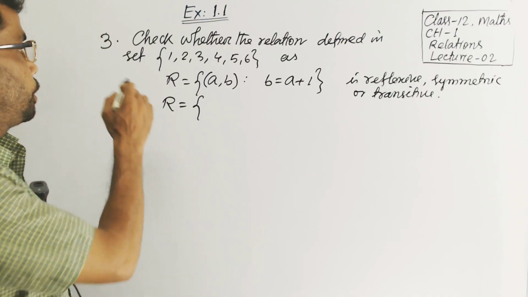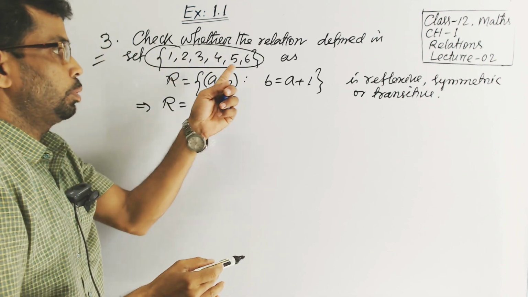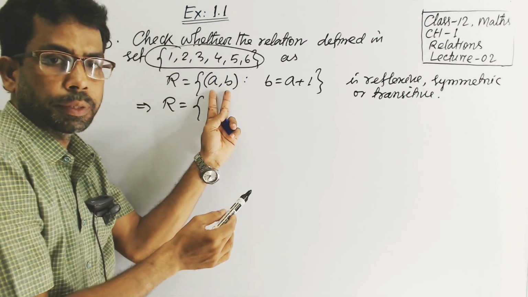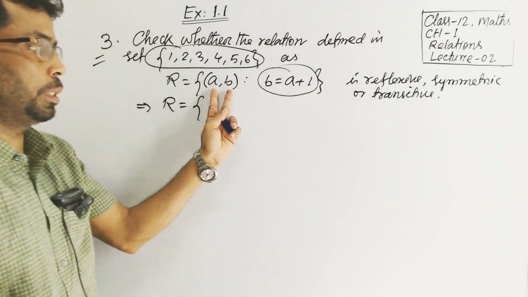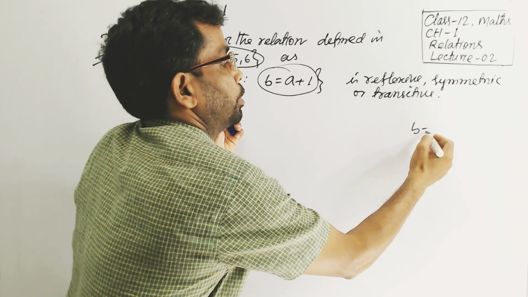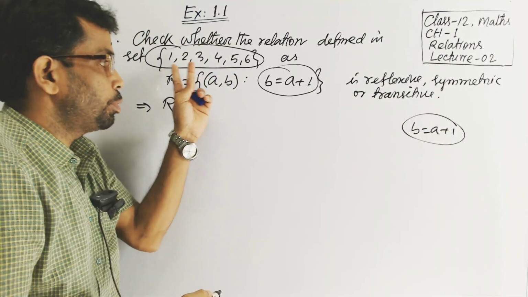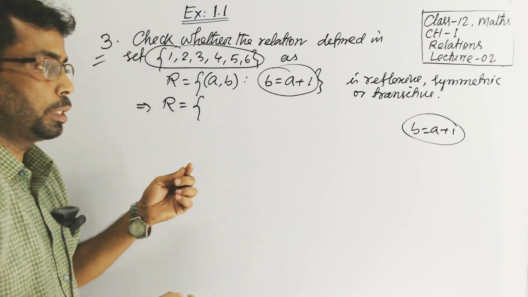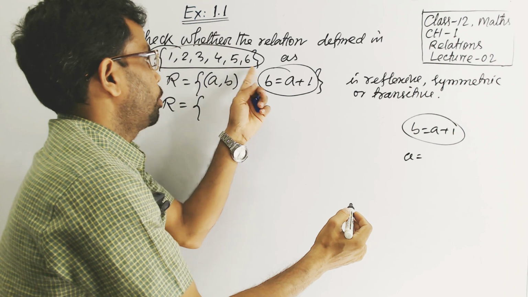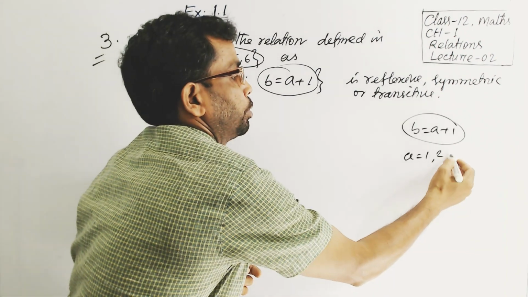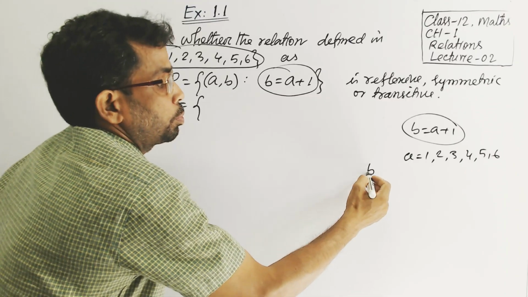The next question is, in the set in which only a few elements are there, 1 to 6, the relation is made by the pairs (a, b) connected by the equation b is equal to a plus 1. In this case there are only a few elements, so we can write the relation and explain. Here a can take any value from this set: 1, 2, 3, 4, 5 or up to 6. Then what will be the corresponding values of b?